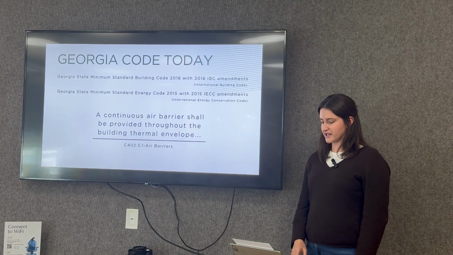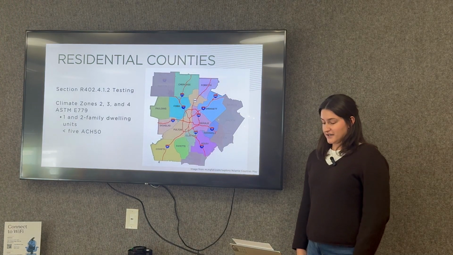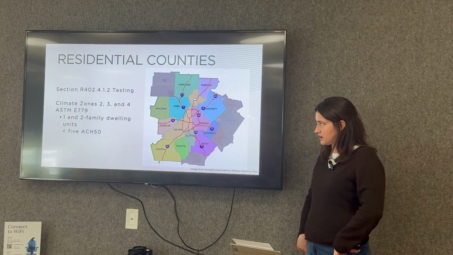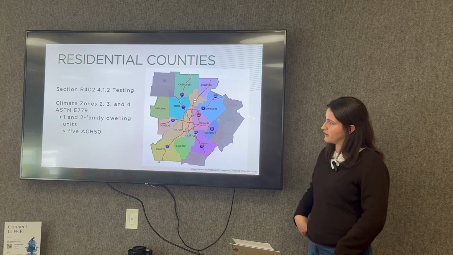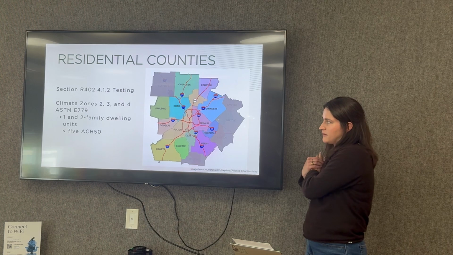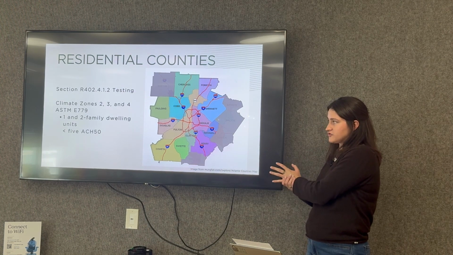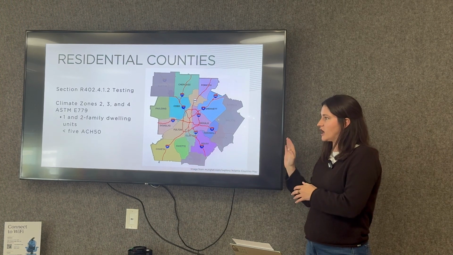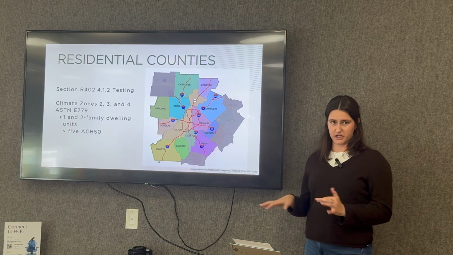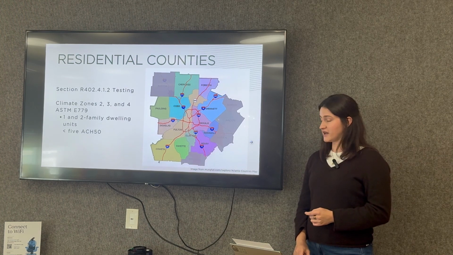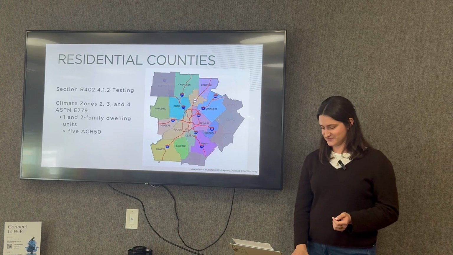And then in researching the code in Georgia, I just found this as an interesting aside, and I wanted to share because I'm not from here, but residentially in 13 counties surrounding Atlanta, they recently adopted a local amendment that new construction 1 to 2 family homes in these climate zones need to test and pass an ASTM E779 test at an air leakage rate of less than 5 air changes per hour at 50 pascals. So that is a much higher allowable air leakage rate than any sort of commercial air leakage rate. But if you're from any of these counties and you're planning on building a home in the next 4 to 5 years, maybe you'll see a blower door test.